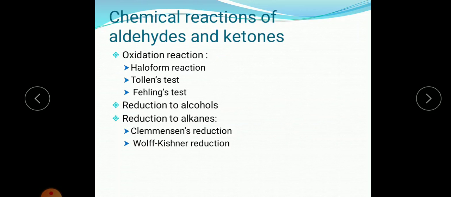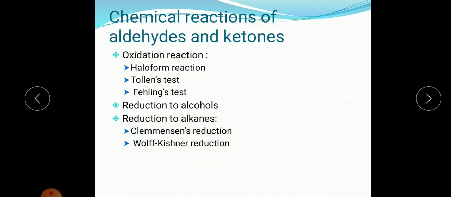Now, today we are going to see the other chemical reactions of aldehydes and ketones. For example, oxidation. In this we'll see the haloform reaction, Tollens' test, Fehling's test. After that we'll see reduction to alcohols and then reduction to alkanes, and mainly the two important named reactions, Clemmensen reduction and Wolff-Kishner reduction.